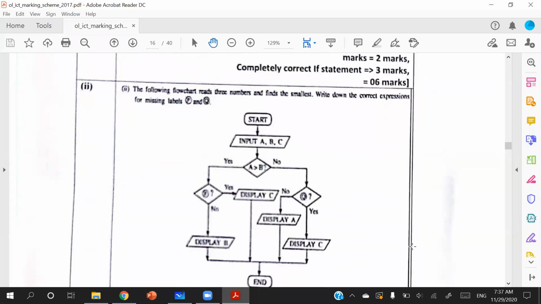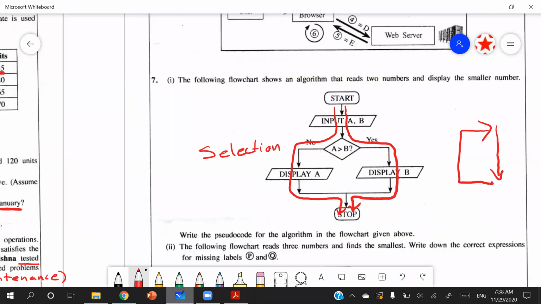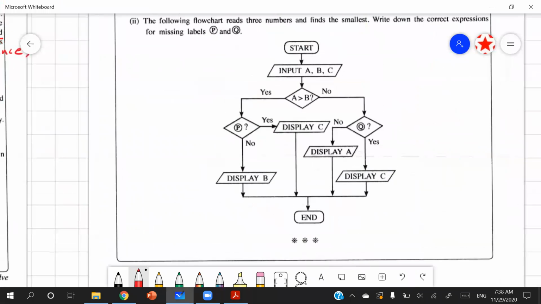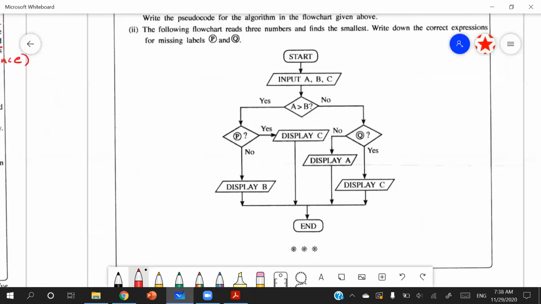Then as the final part, they are asking: the following flowchart reads 3 numbers and finds the smallest. To find the smallest, write down the correct expression for missing labels P and Q. So P and Q are regarding conditions, right? So what is going to happen? It will start and it will read 3 variables, A, B, and C. And in the first condition, they compare A and B. So the question they are asking is whether A is larger than B.